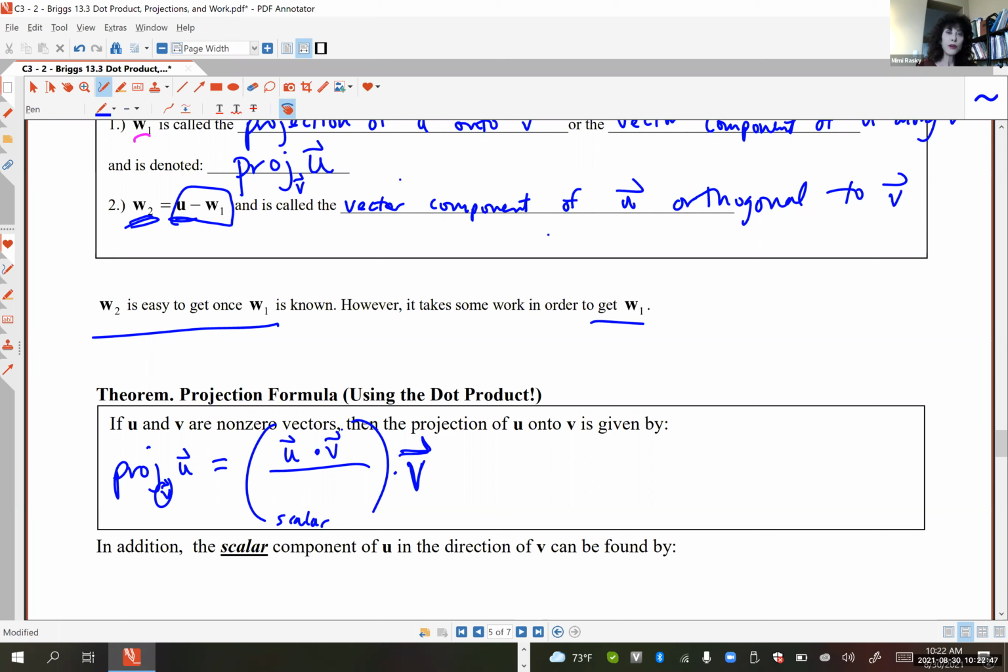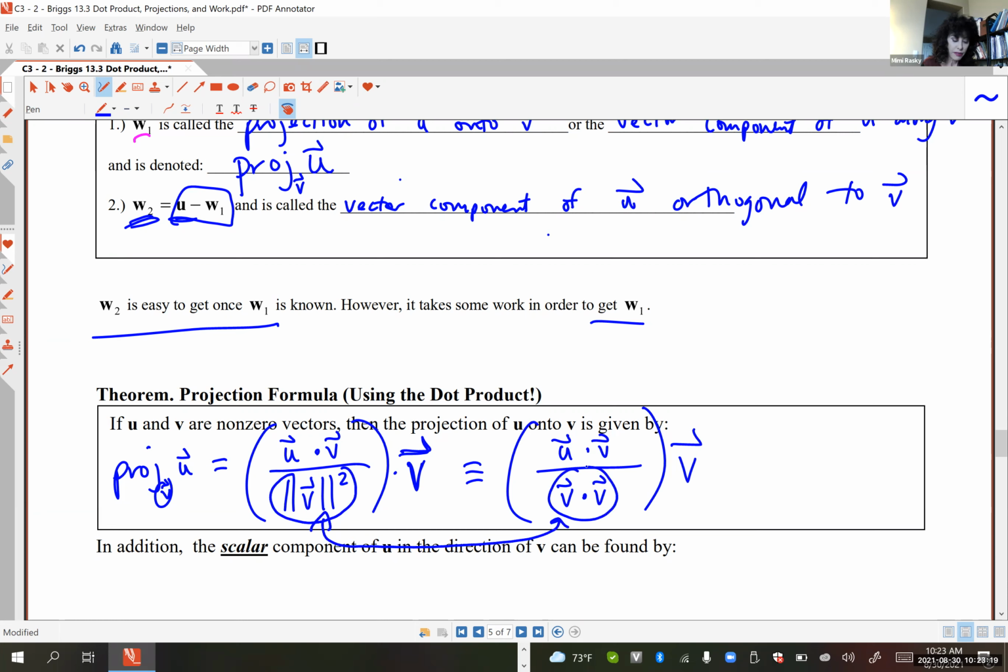And the denominator will be one of two things. It's your choice, okay? I'm old school, so I tend to use the magnitude of the V squared. If you prefer, you can use this formula. You'll still have U dot V in the numerator, and the denominator will be the dot product of V with itself. Does anybody remember that last time we did a theorem, and I even proved it, where I showed you that the magnitude of a vector squared is equivalent to the dot product of that vector with itself?